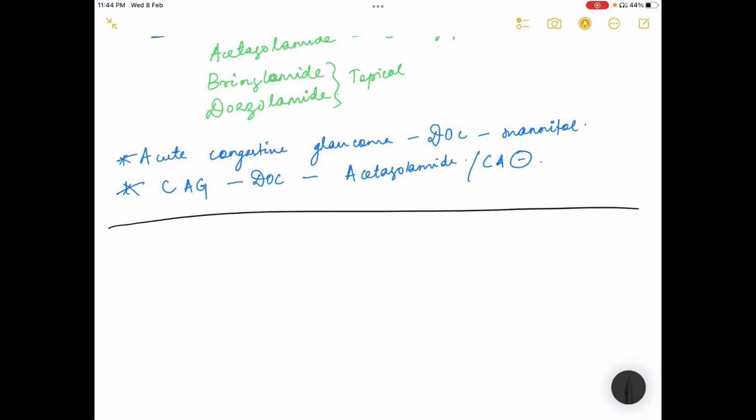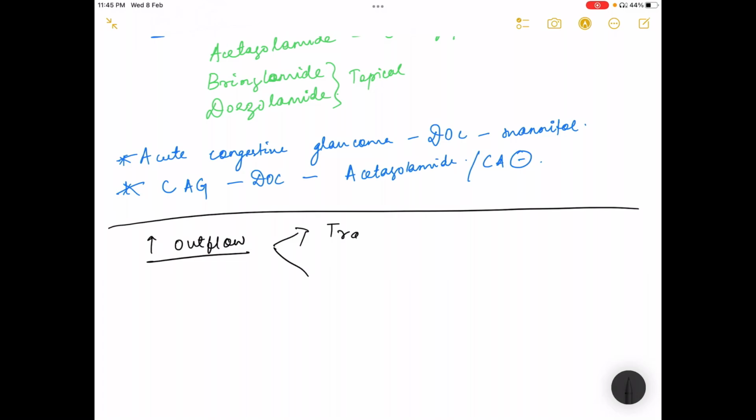Now coming to the second part. This is all about the first part, that is how we can decrease the secretion of the aqueous humor. We can decrease it either by giving alpha agonists or beta blockers, or we can give carbonic anhydrase inhibitors. Now coming to increasing the outflow of the aqueous humor. How can we increase the outflow of the aqueous humor?